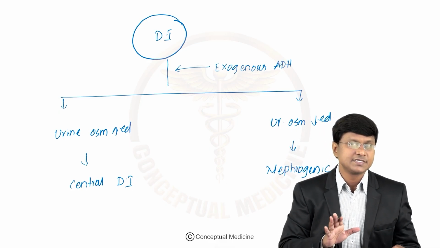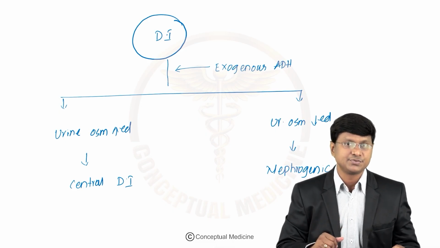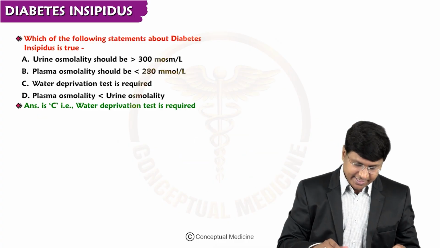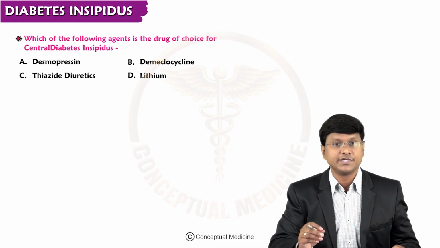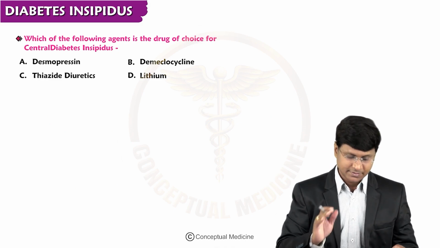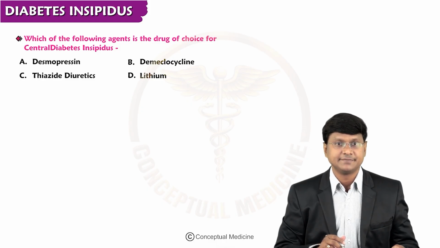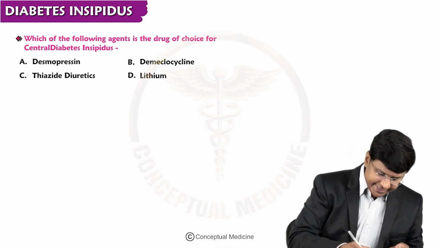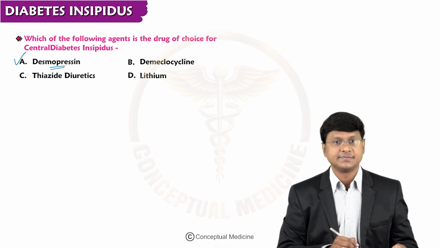Now, after having discussed the investigation, let me discuss the treatment in patients with diabetes insipidus. Regarding the treatment, see this question: which of the following is the drug of choice for central diabetes insipidus? Desmopressin, demeclocycline, thiazide diuretics, lithium. Remember, desmopressin is the drug of choice for central diabetes insipidus.